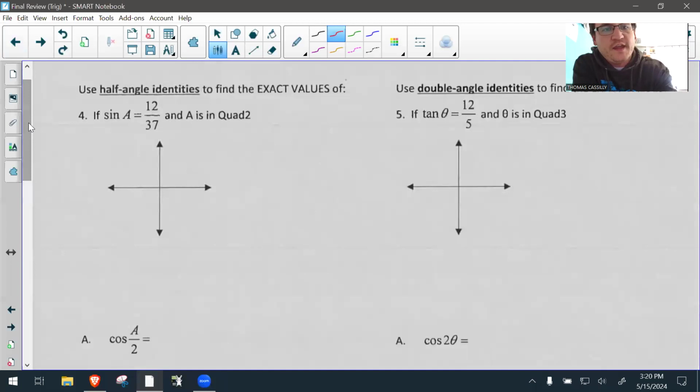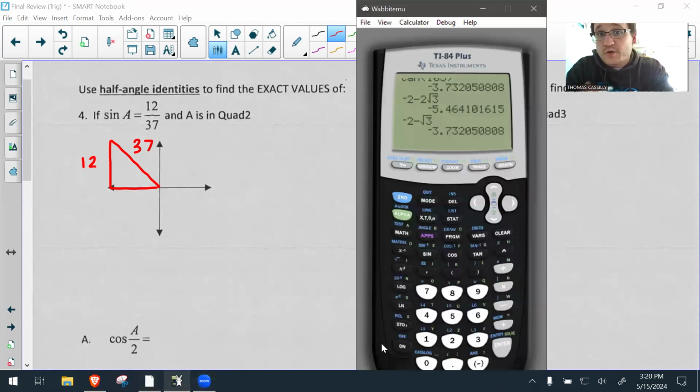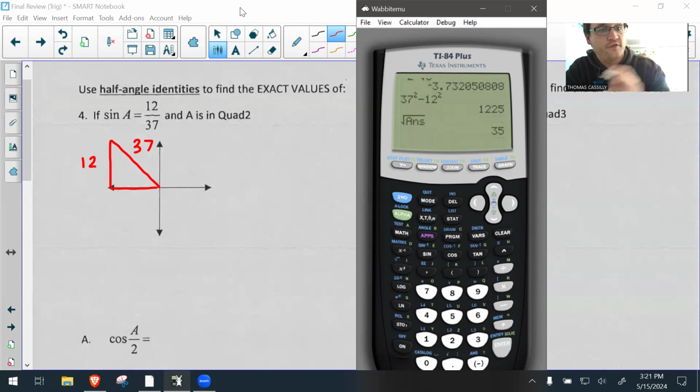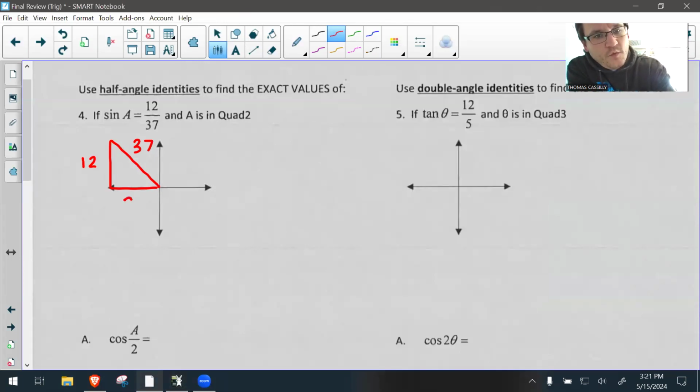They give us the sine of A, and they're telling us A is in quadrant 2. The sine of A is the opposite over the hypotenuse, so it's going to be 12 over 37. The Pythagorean theorem is going to give us that third side. So we have 37 squared, subtract the 12 squared, because that 37 is the hypotenuse. Go ahead and square root that. The square root of 1,225 is, of course, 35. One thing to keep in mind is this 35 is going in the negative direction on the x-axis, so I'm going to call that negative 35.